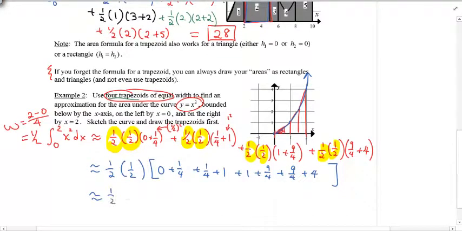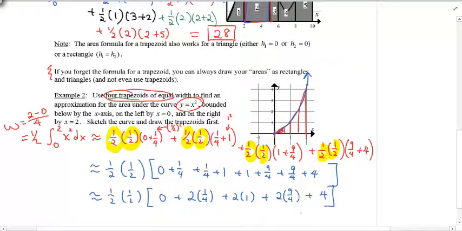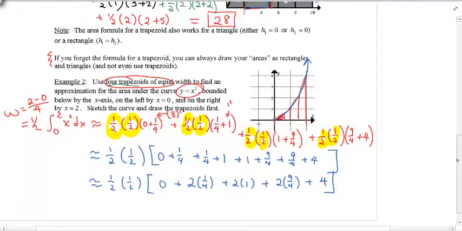Notice here that it looks like all the terms or values in the middle are doubled. Yet my values at the end point are not. Can you think about why that is the case? Hope you can answer that, because at the end points we're only using those heights once. Every single point in the middle we get to use the height twice, because there's a trapezoid on the left and the right of that particular point.